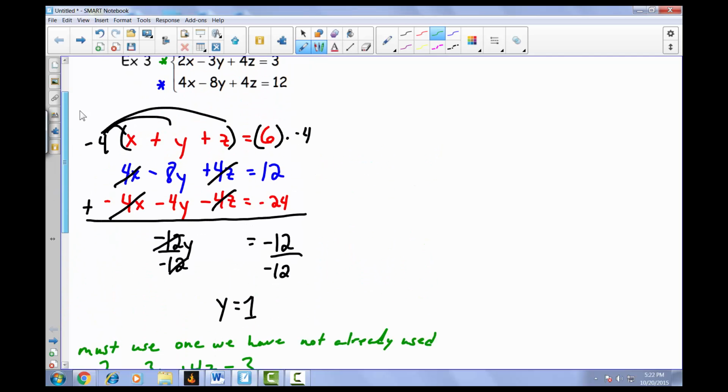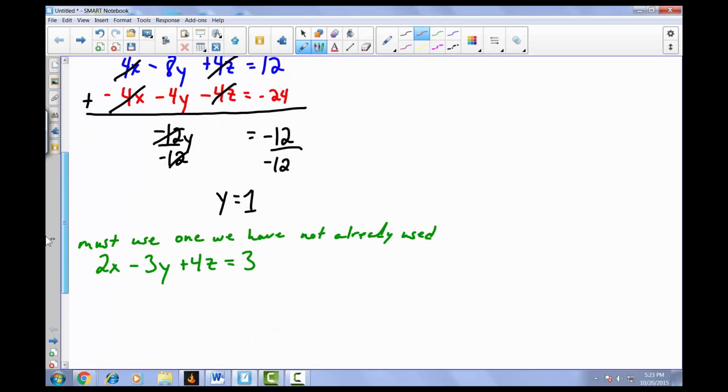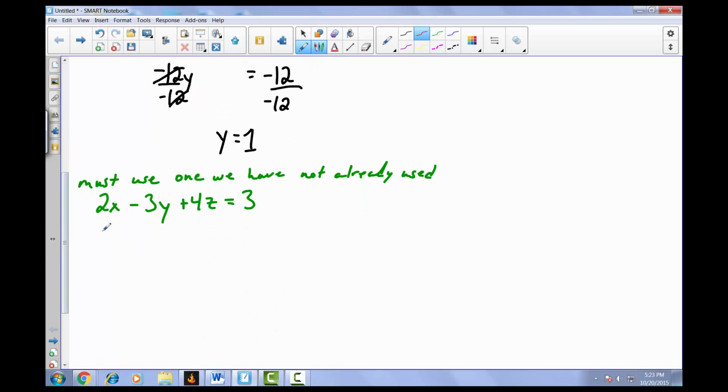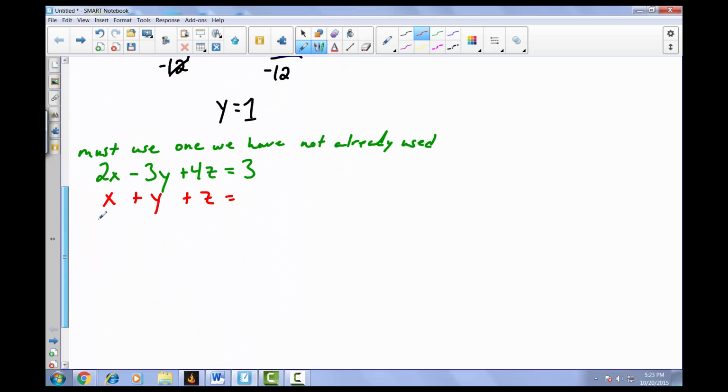We also have a choice. We can use our red one or our blue one with our green one. Just looking at things, probably the red one, since all the coefficients are nice and easy, is going to be our preferred one. So we have x plus y plus z is equal to, is it 6 or -6? Just regular 6. Okay.